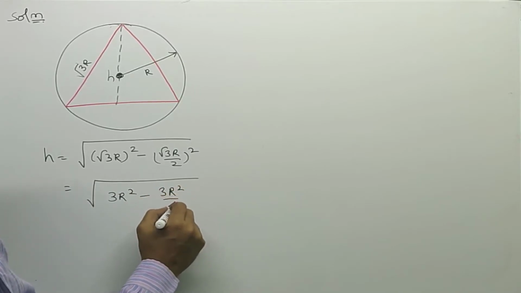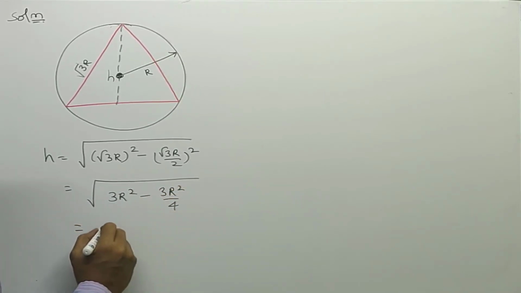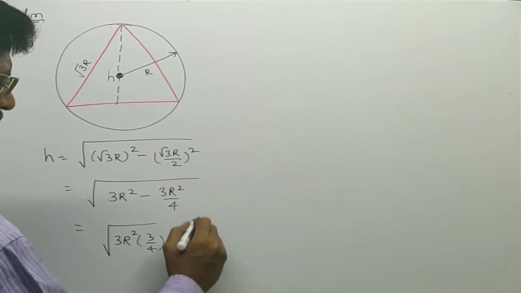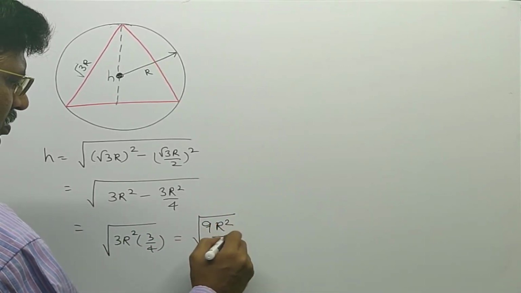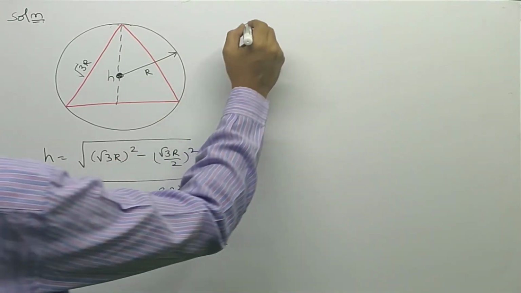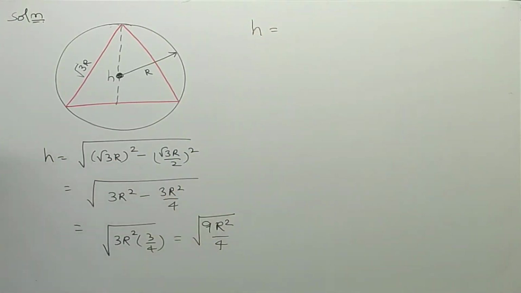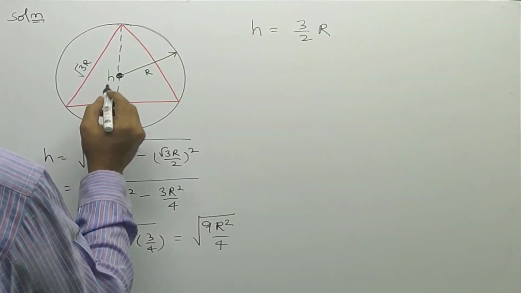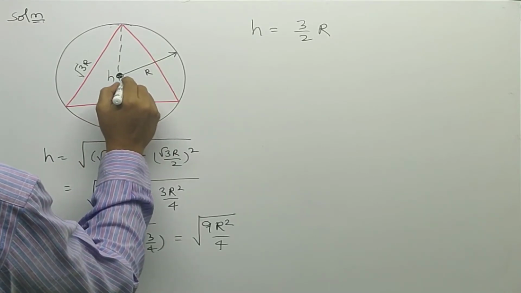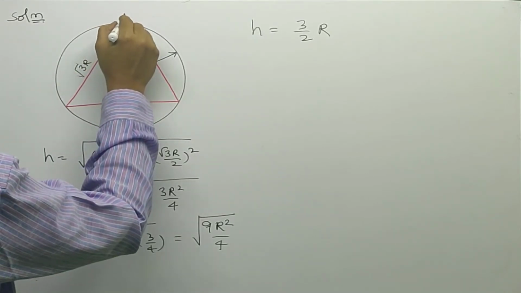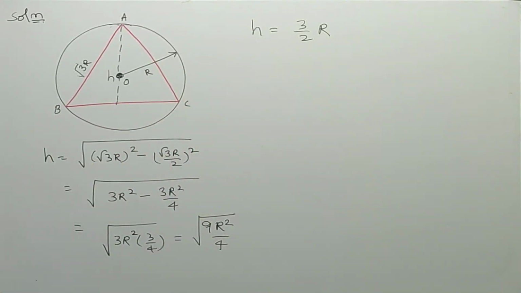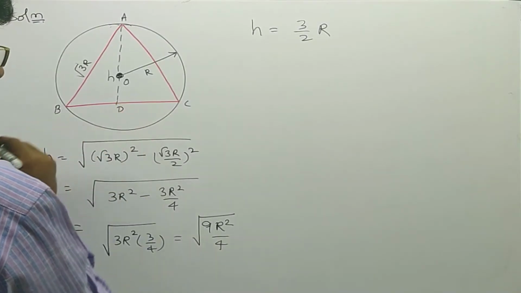3 r square by 4, or that is equal to the square root of 3 r square into 3 by 4, or that is equal to the square root of 9 r square by 4, or the height of an equilateral triangle h is equal to 3 by 2 r. Now let us assume that the center of the circle is O, and A, B, C are the corners of the equilateral triangle. This point you can assume as D.